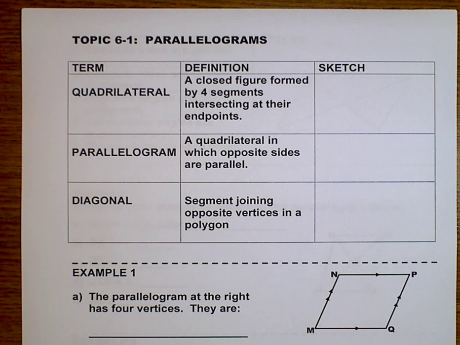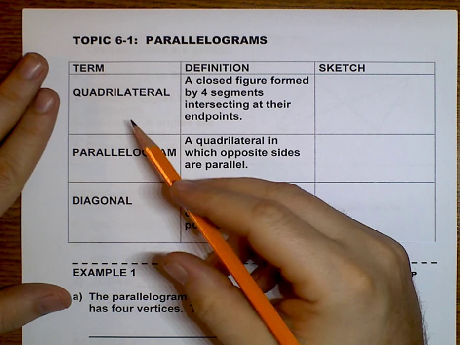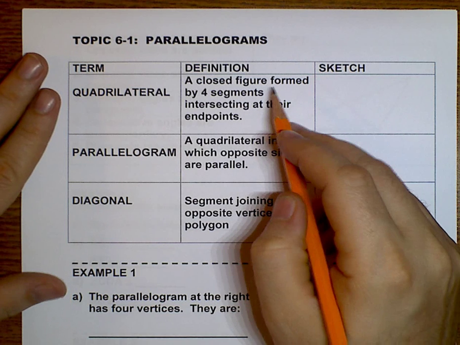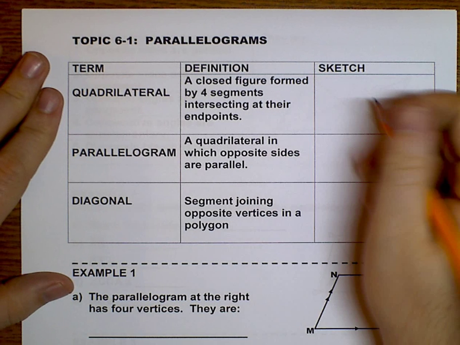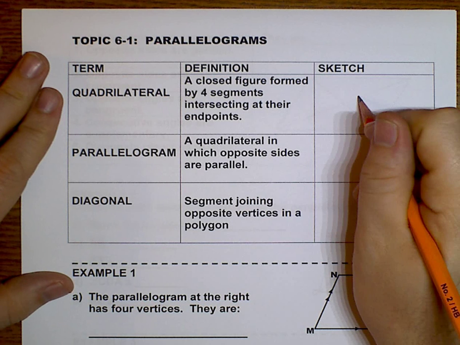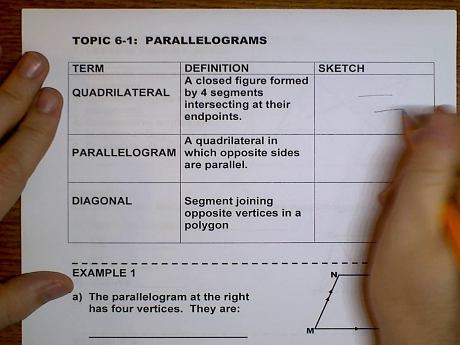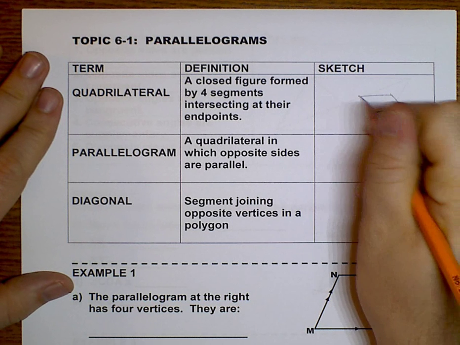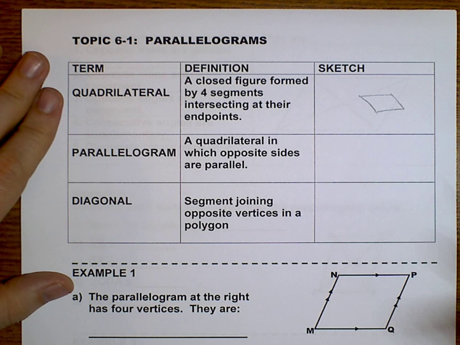Hello, this is topic 6-1 on parallelograms. So let's go ahead and start off with just some simple vocabulary. We have a quadrilateral, which is any closed figure formed by four segments intersecting at their endpoints. And so I have a quadrilateral. Anything that has four sides and four corners.